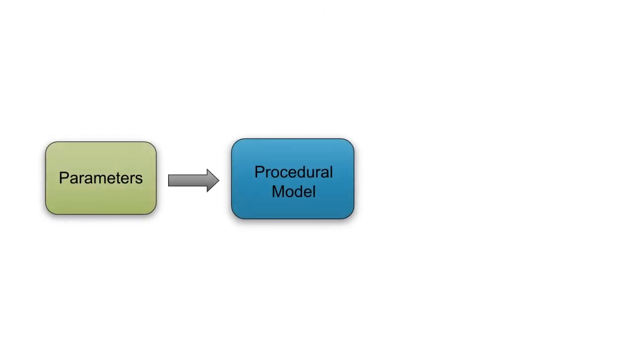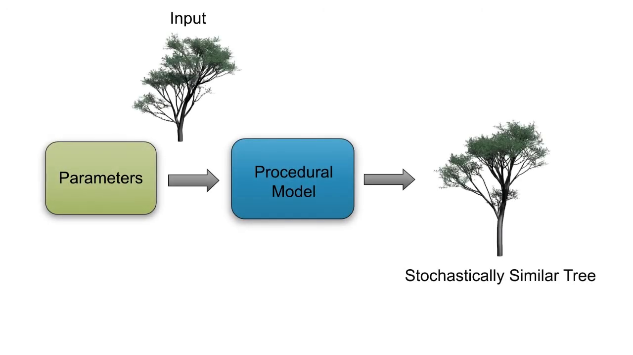However, it is extremely difficult to manually select parameter values that would produce trees similar to the input. The aim of our approach is to automatically find a set of parameters that would generate stochastically similar output trees for a given input.